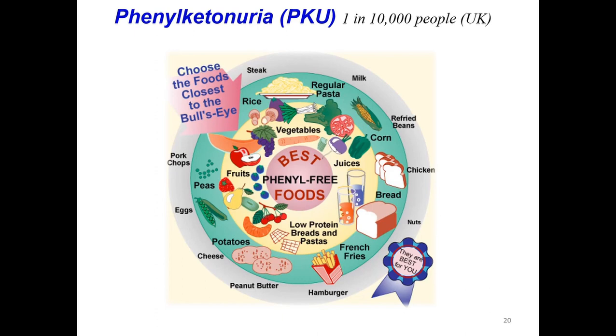So you can see they're allowed to eat the foods that are close to the center of the diagram. So that's vegetables and really low protein foods. They're not allowed to eat what's around the circle. So they can't eat meat, fish, they can't eat eggs, they can't drink milk. So you can see it's really like a vegan lifestyle.